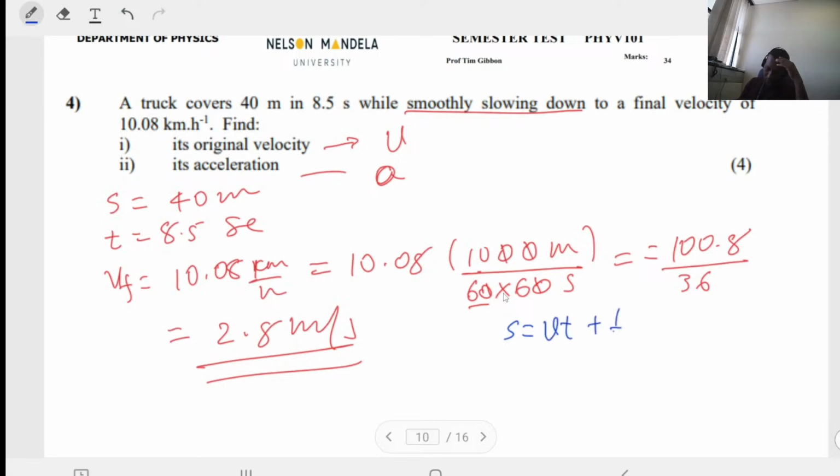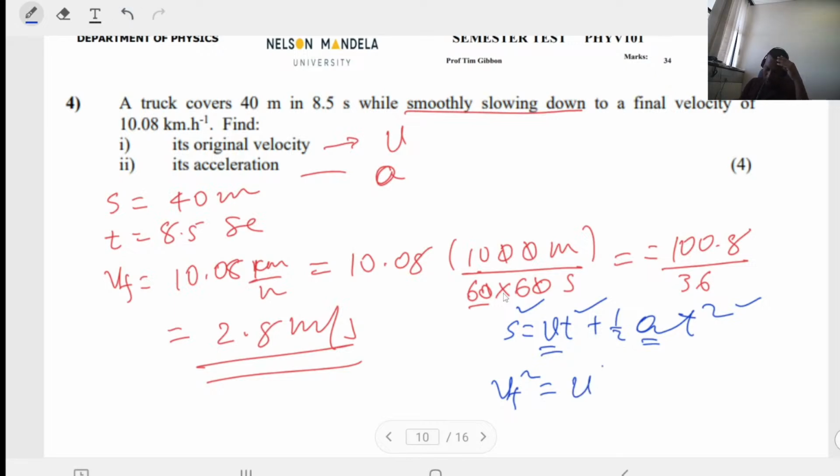What do I have? I don't have initial velocity. I don't have acceleration. I have the distance and time, but I don't have u and a. Therefore, I can't use this one. Two unknowns with one equation. What about this one? Can I use V final squared equals V naught squared? Let me use u.